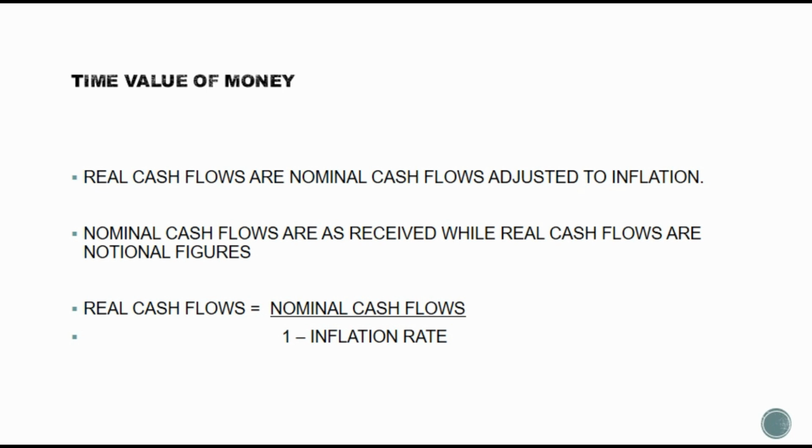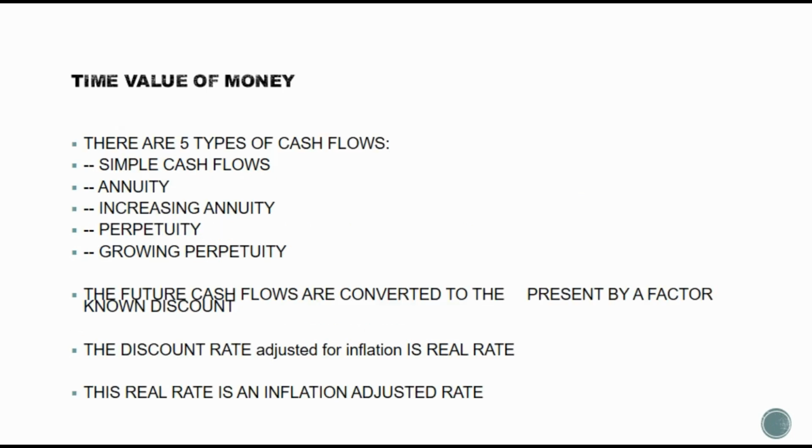Now, real cash flows are nominal cash flows adjusted for inflation. Nominal cash flows are received, while real cash flows are notional figures. Real cash flow is equal to nominal cash flow divided by 1 minus inflation rate. Now, there are 5 types of cash flow: simple cash flow, annuity, increasing annuity, perpetuity, and growing perpetuity.